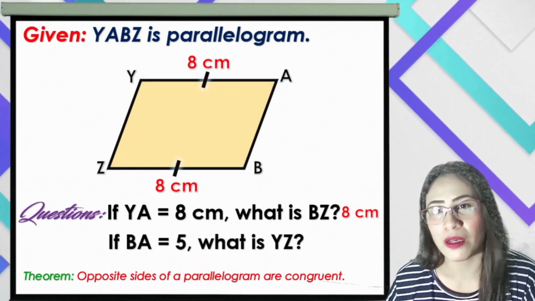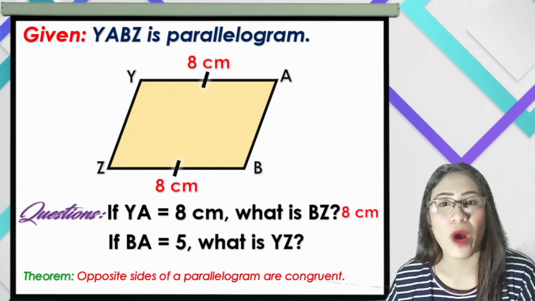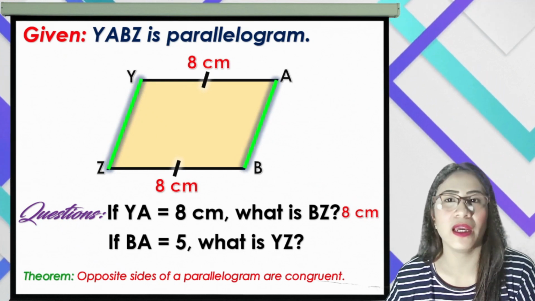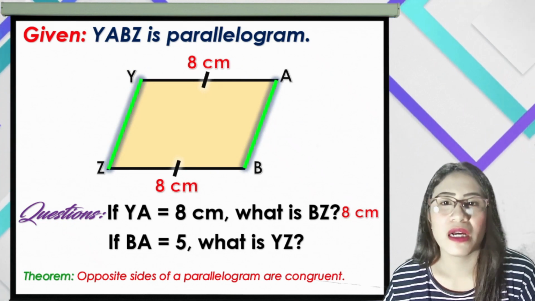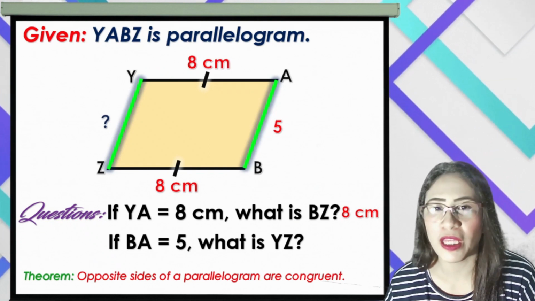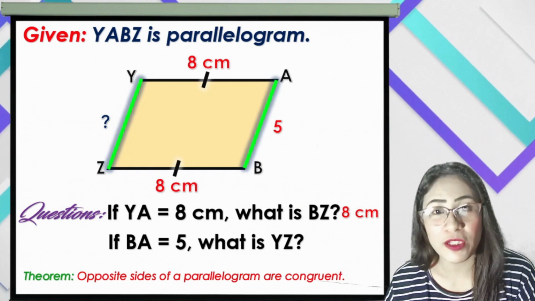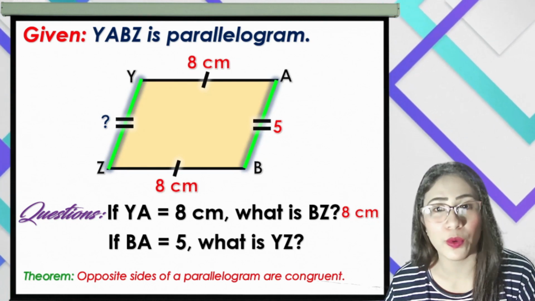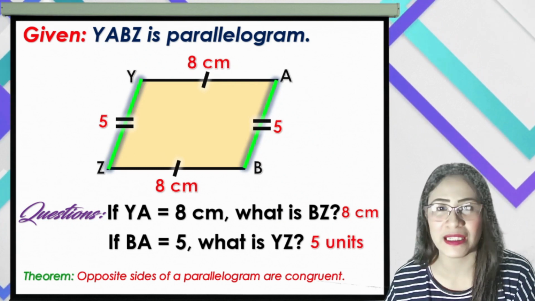Another question, BA is equal to 5. What is the measurement of YZ? These are another pair of sides of the parallelogram. BA is 5, and what is the measurement of YZ? Since they are opposite sides of a parallelogram, they are congruent. So, YZ is also 5 units.